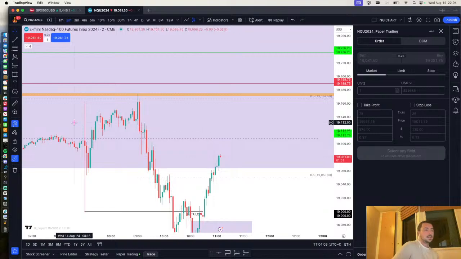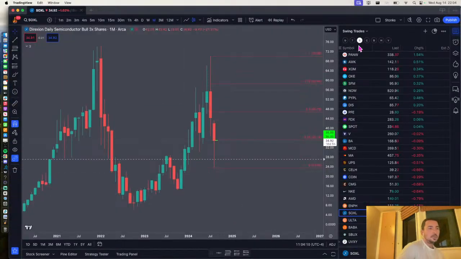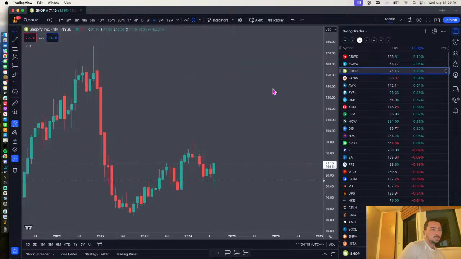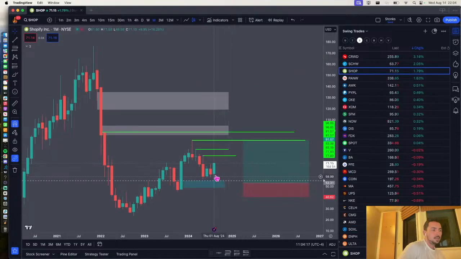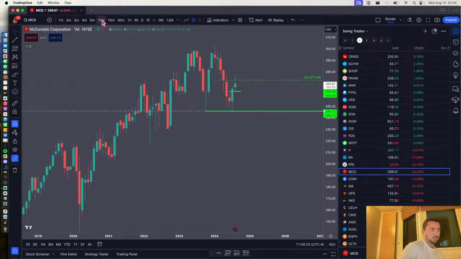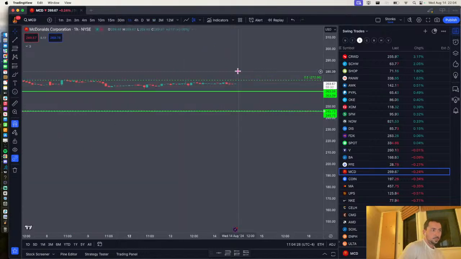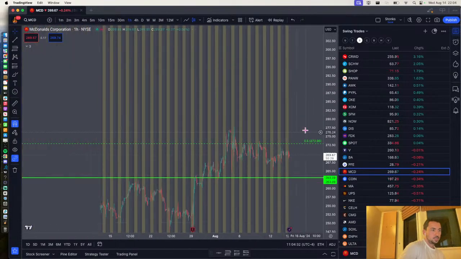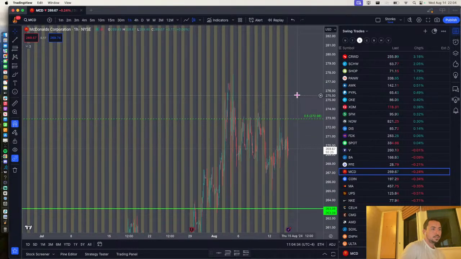Let's look at some trades. So, swing trading. This is one that I am in pretty heavily, and these are all my take profits. McDonald's is an interesting one, that's for sure. So if you look at it on the hourly chart, we're kind of in this bull flag.